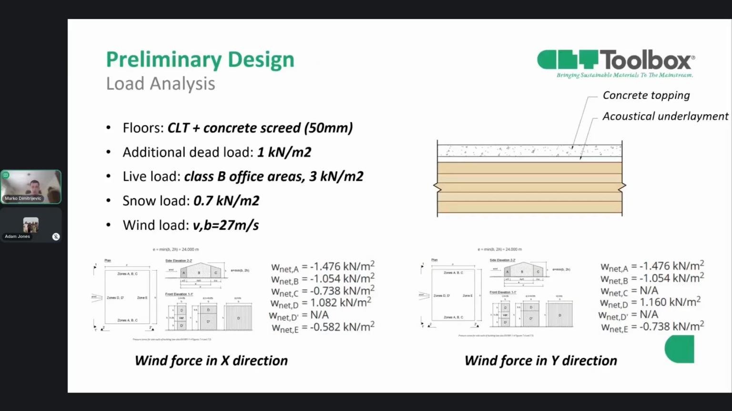So here is the load analysis briefly. We have CLT floors, concrete screed, and acoustical underlayment. We have an additional dead load of 1 kilonewton per square meter. We have Class B office with 3 kilonewton per square meter. We also have snow and wind loads.